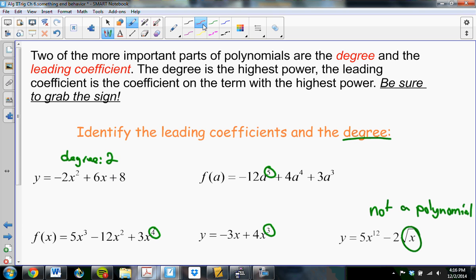Next we'll talk about the leading coefficient. The leading coefficient is whichever coefficient is on the degree. So in this case the leading coefficient is -2. In this case the leading coefficient is -12. Down here the leading coefficient is this +3. And the leading coefficient here is this +4. The sign is incredibly important, so make sure you hang on to that. But the coefficient doesn't have the variable itself. It's just a number. -2, -12, 3 or 4.